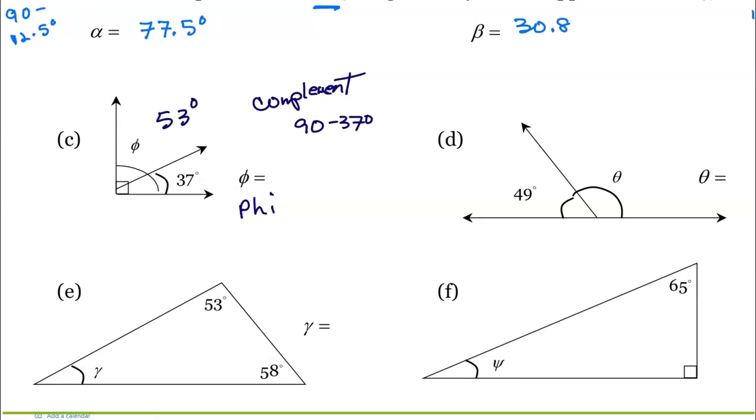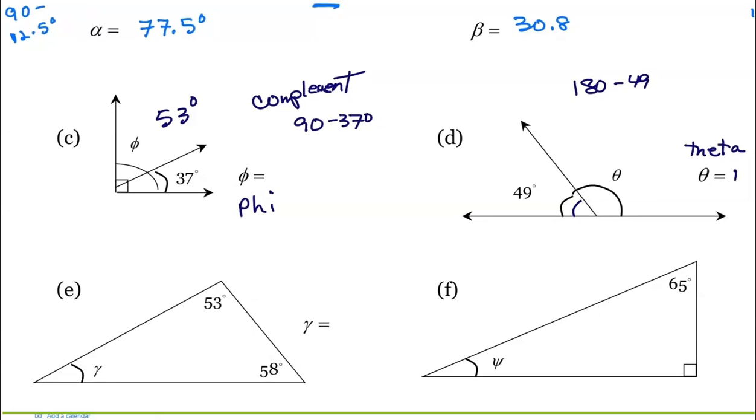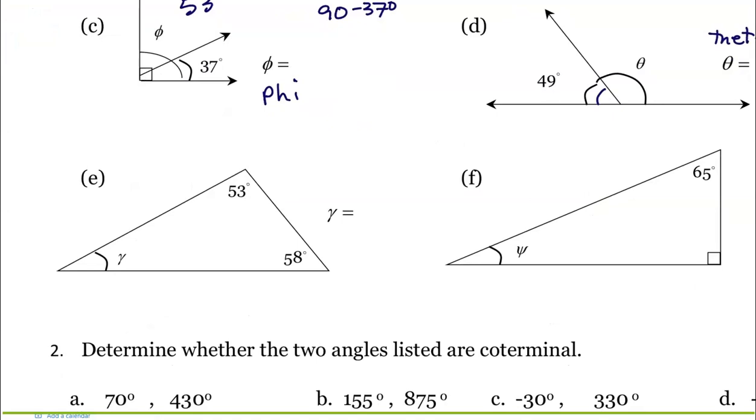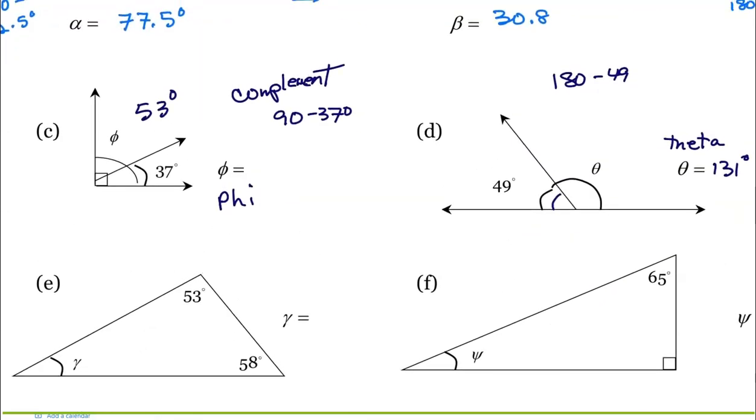Okay, the next one, the way I drew it, and I should probably have this be 2, since it's going to be different angles. Here's my theta, and I need to say 180 minus 49, and that makes this 131 degrees. Okay, now instead of having it be a complement or a supplement, I'm going to write this down so that you can see this, and you should write it down for yourself as well.